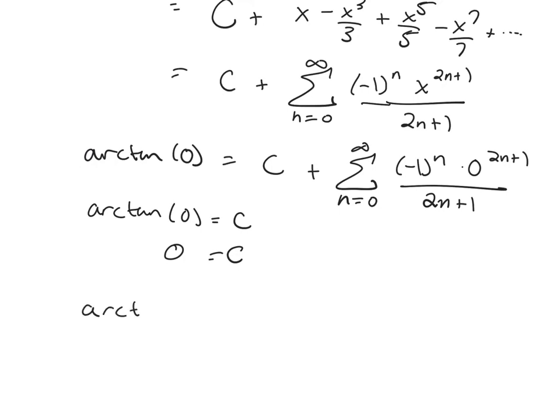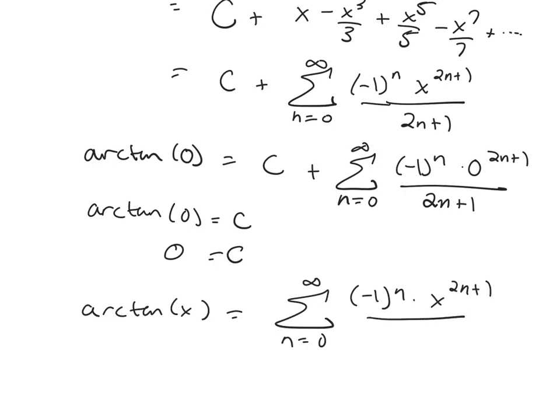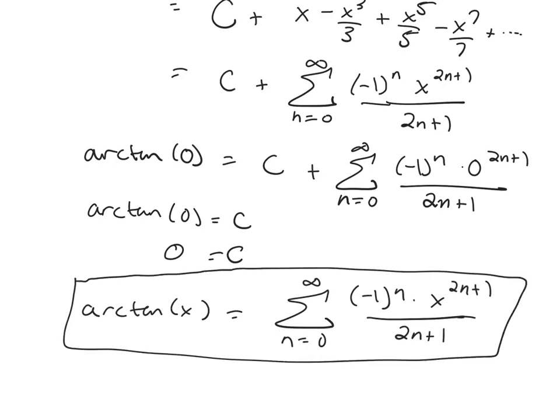But now we can write down the power series representation for arctangent of x. It's the sum of negative 1 to the n, x to the 2n plus 1 over 2n plus 1. That's my power series representation. So this opens up a whole new world of functions that we weren't able to represent with power series before, but now we can.